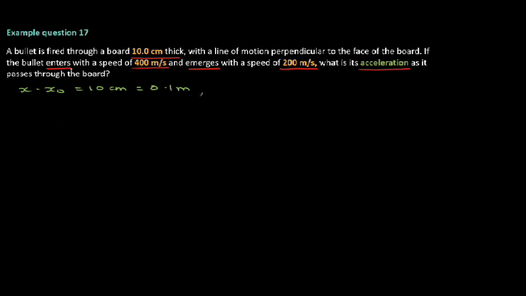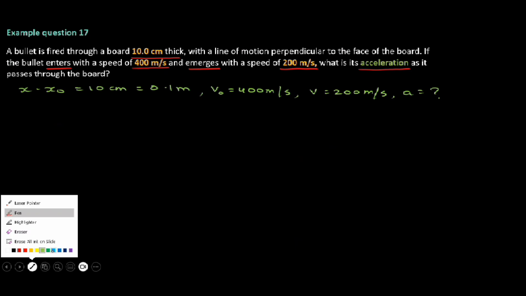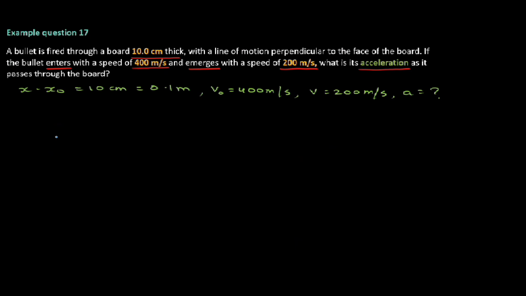Then the bullet enters. If it enters, that means this is my initial speed V0. I write V0 as 400 meter per second. And emerges means it is coming out with this speed. So this is my final speed V, which is 200 meter per second. I need to find the acceleration of the bullet. So since we have initial velocity, final velocity, and the displacement, again we are going to use the fifth equation of motion to calculate the acceleration.